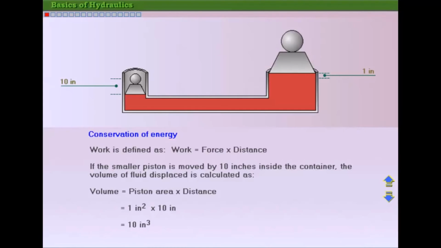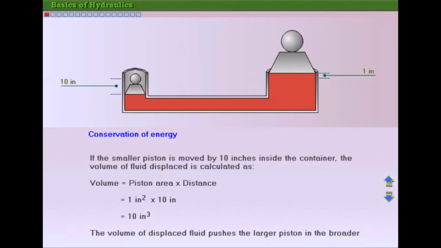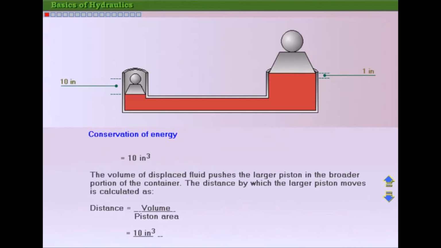The distance each piston moves is inversely proportional to its area. From this, we infer that what is gained in force is sacrificed in distance.